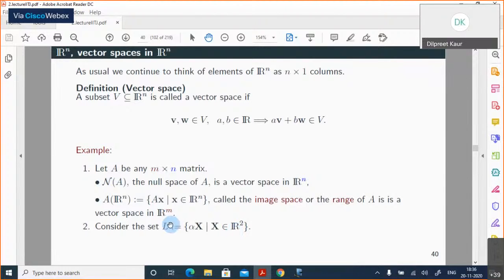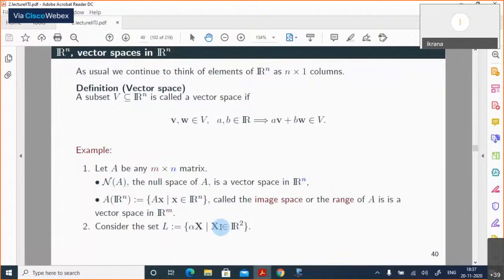I would like to ask participants, geometrically, what does this look like? What is a geometric description of this set L? Sandeep is saying that this is a line in R2. Right, great. This is the equation of a line in R2.